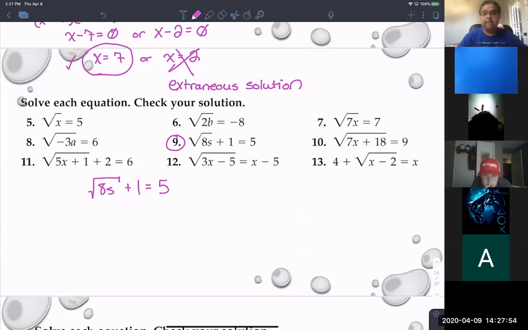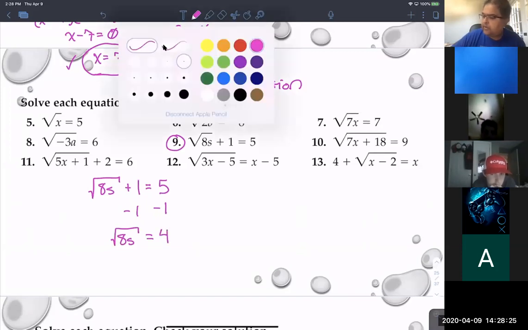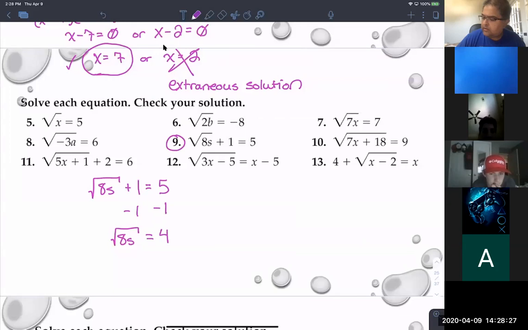Okay, so what do we do? Okay, so let's do this. First, what do we have to do? We have to get the radical by itself. So what do we have to get rid of that's around the radical? Move the 1, right, minus the 1 to the side. Okay, now 5 minus 1 is 4. Now what do we do? You square both sides.